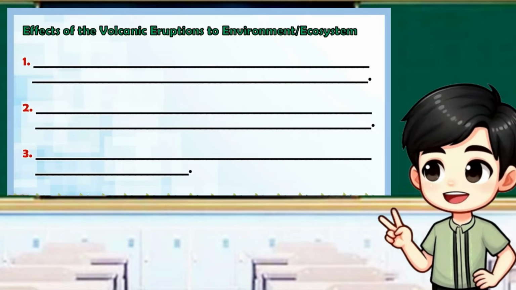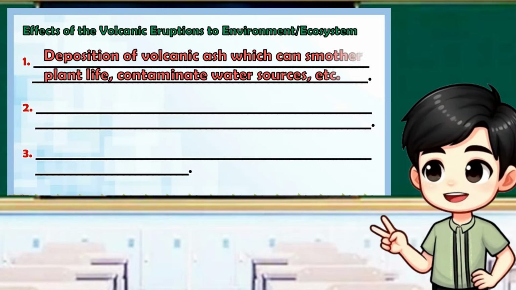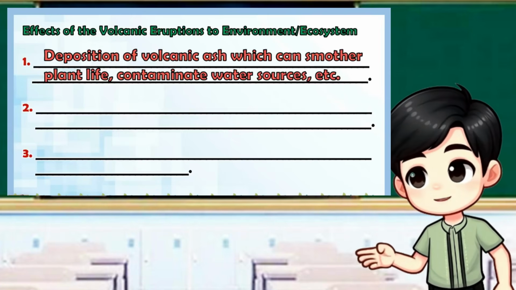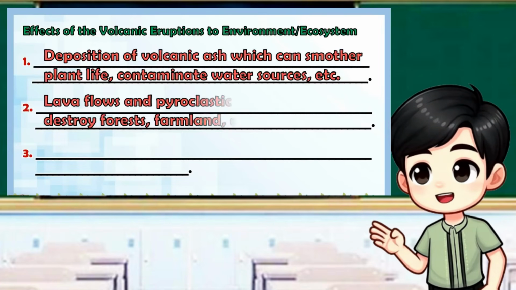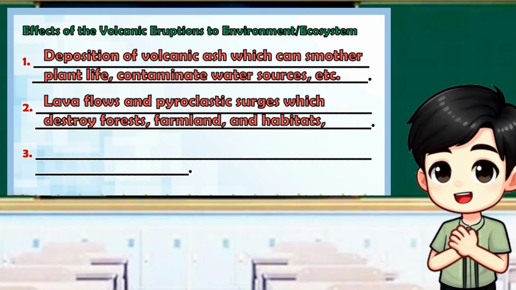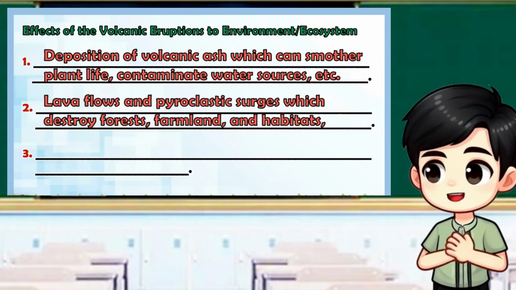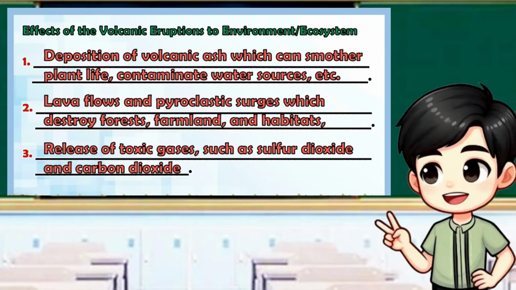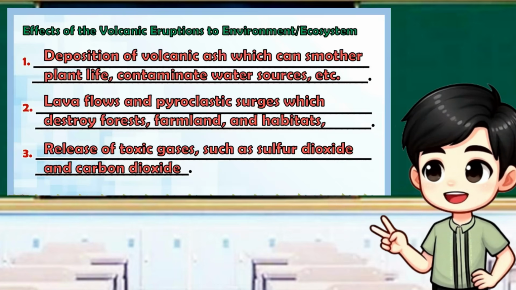And here are my examples. The effects will be deposition of volcanic ash, which can smother plant life, contaminate water sources, etc. Next, lava flows and pyroclastic surge, which destroy forests, farmland, and habitats. And release of toxic gases such as sulfur dioxide and carbon dioxide.